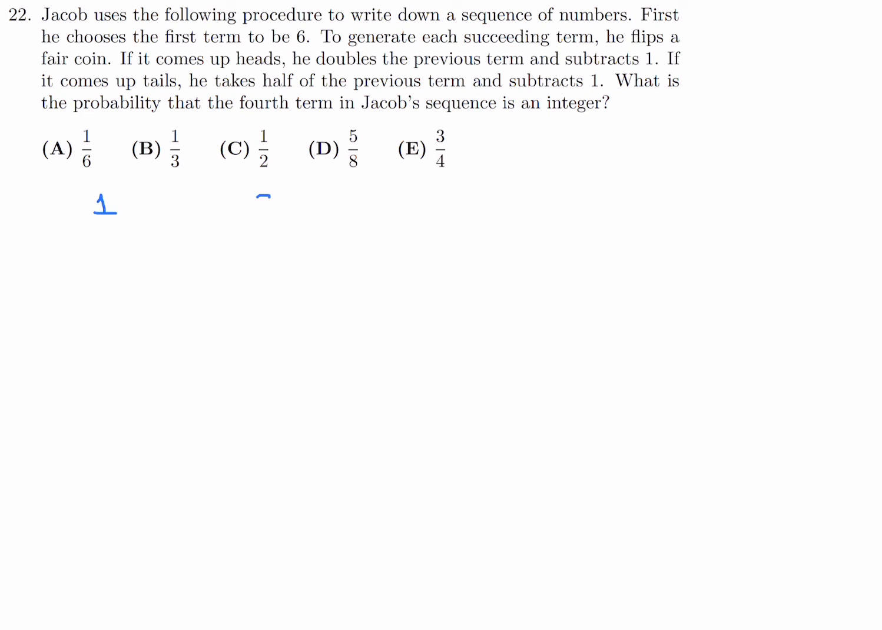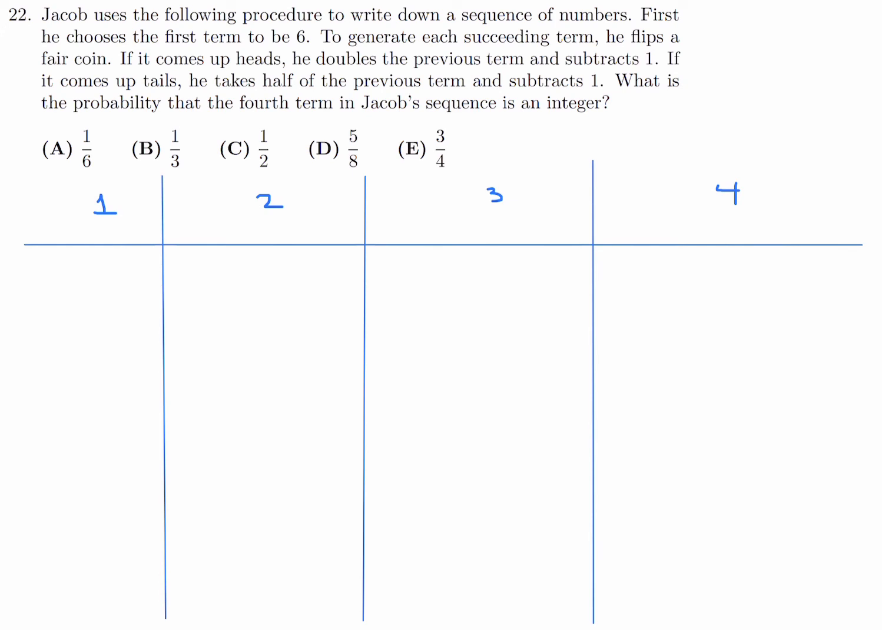So we got the first term, the second term, the third term, and the fourth term. And let's see what we get for each of these. Well, the first term is 6, so that's pretty straightforward. Now, the second term. If he gets a head, he will double it and then subtract 1. So 2 times 6 minus 1 is 11. If he gets a tail, he will take half of it and subtract 1. So 6 divided by 2 is 3. Subtract 1 is 2. Okay? So now we have to do the same thing again. First, let's concentrate on the 11.